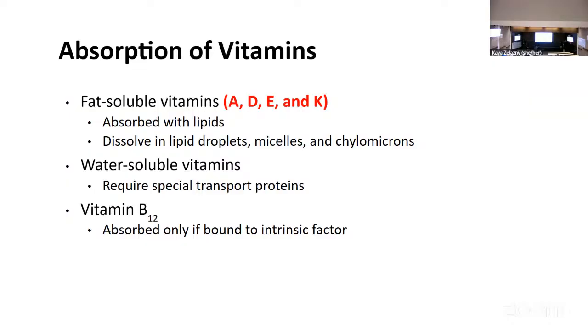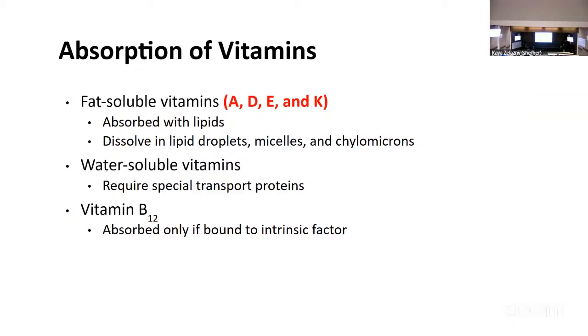So the fat-soluble vitamins, vitamins A, D, E, and K, are going to get absorbed with the lipids. So you're going to see them in your big fat globule. You're going to see them in the smaller fat droplet. You're going to sometimes see them in the micelles, and then they're sometimes going to get mixed into those chylomicrons that your Golgi apparatus is putting together. So fat-soluble vitamins just follow that lipid process.